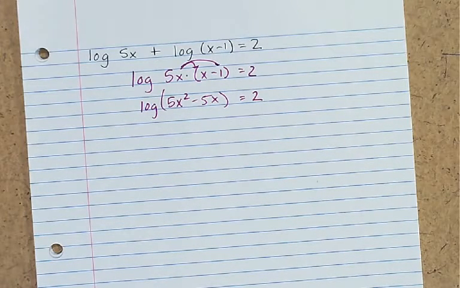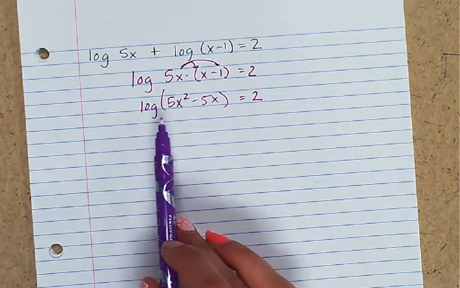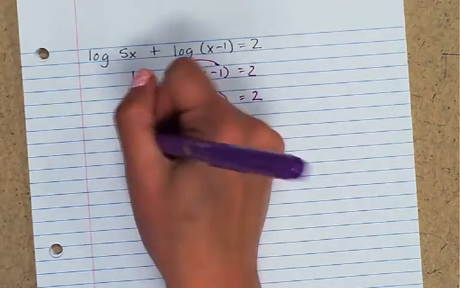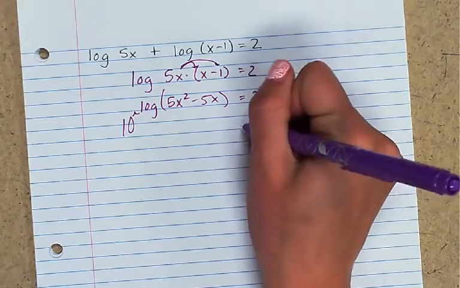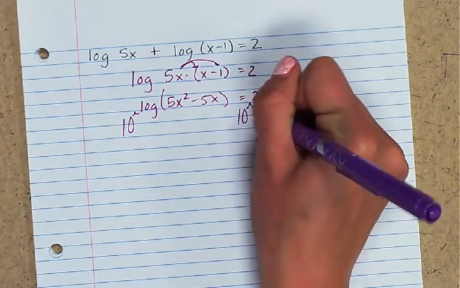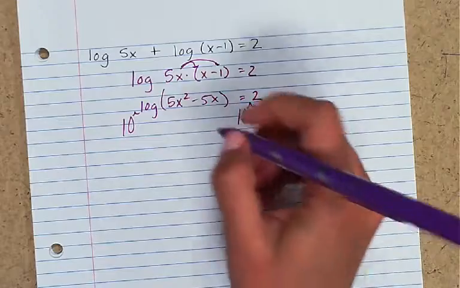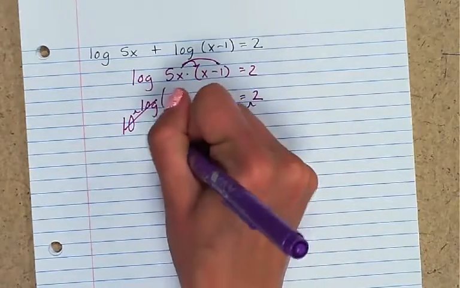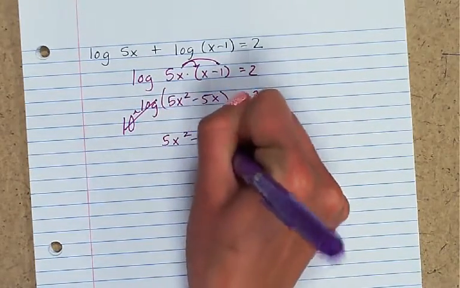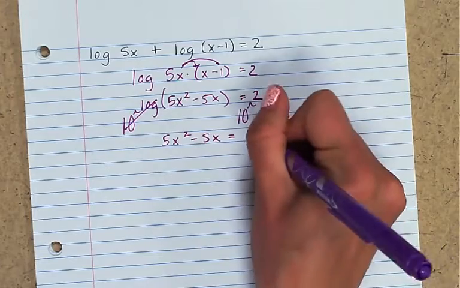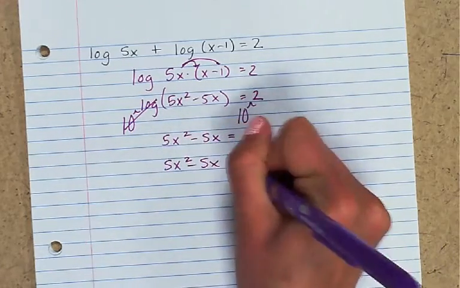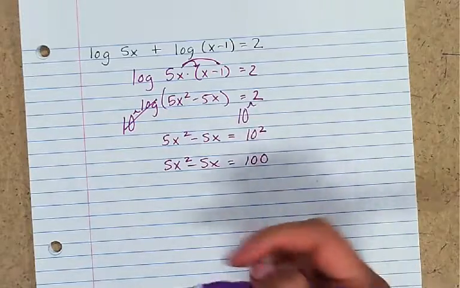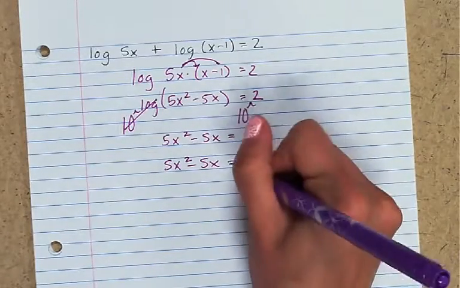All right, so now, like I said, we have to get rid of this log, which is an imaginary base 10 here. So we're going to do 10 to the power of log of 5x squared minus 5x, and then 10 to the power of 2, or 10 squared. These cancel, and we get 5x squared minus 5x equals 10 squared, which is 100. Whenever you have an x squared and an x in an equation, you have to factor. So I have to get everything on one side.